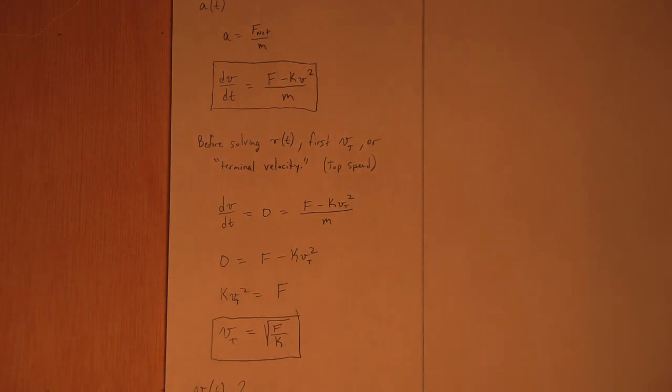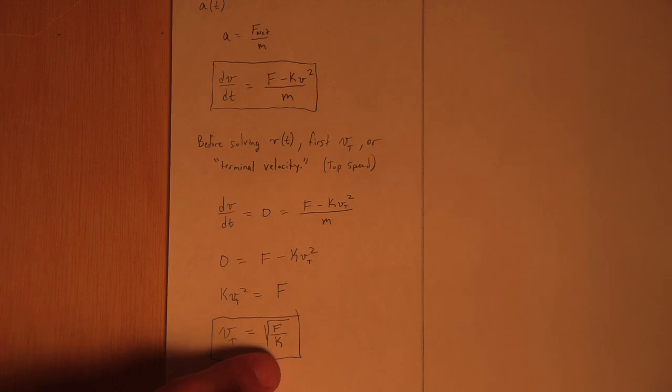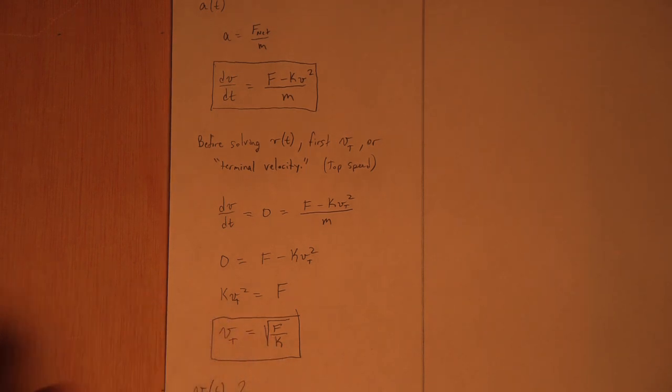There's the terminal velocity. Once again, it does not depend on the mass of the car. All it depends on is the engine force, the strength of the engine, divided by the air resistance coefficient. So more aerodynamic, that would mean a smaller k value, and the faster the car can go. So there's the terminal velocity. Plug in 0 for the acceleration and solve for v.